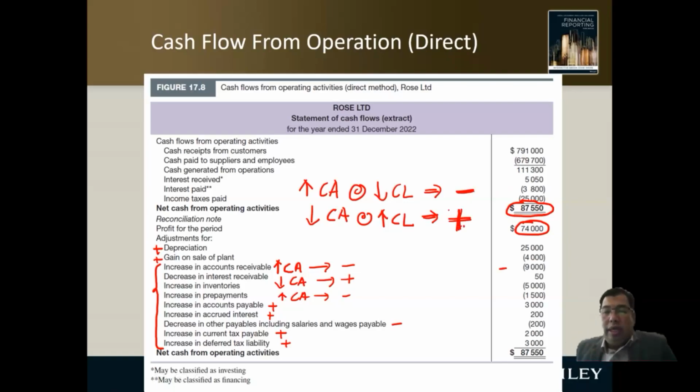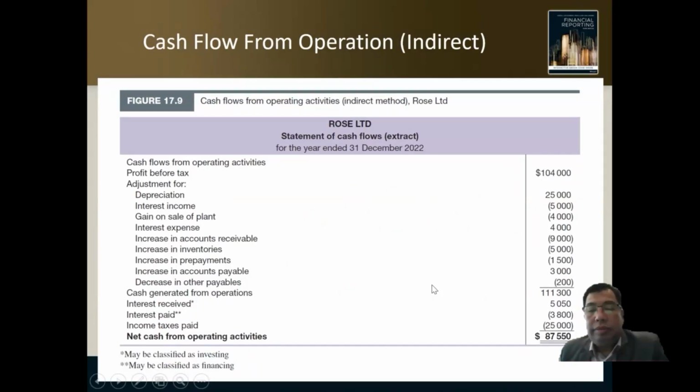So you're going to do the reconciliation from your profit and loss account. That gives you net cash from your operating activities. This is the example of your statement of cash flow based on the indirect method. The second one that we did before, this is what we call the indirect method.